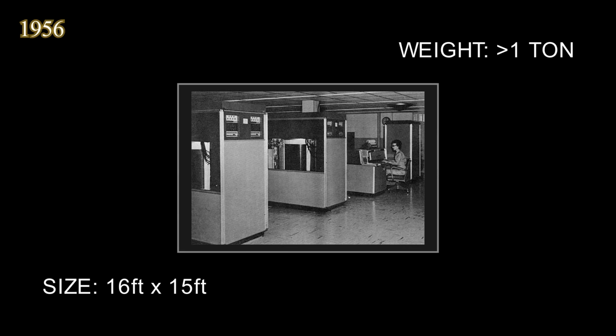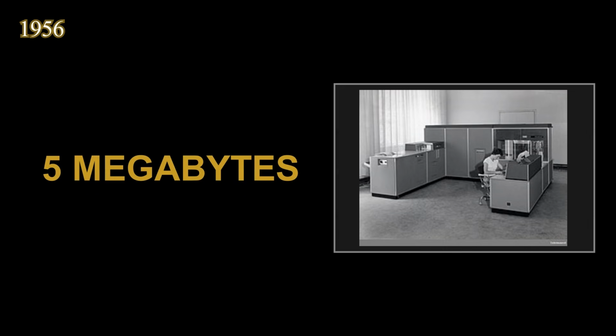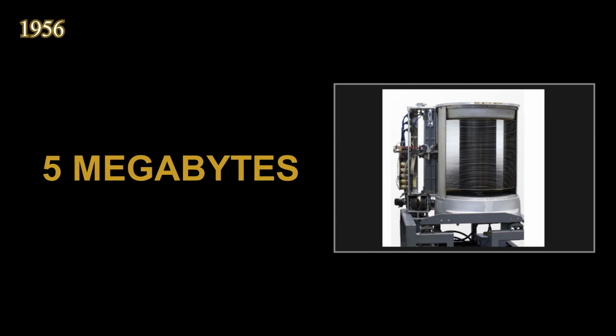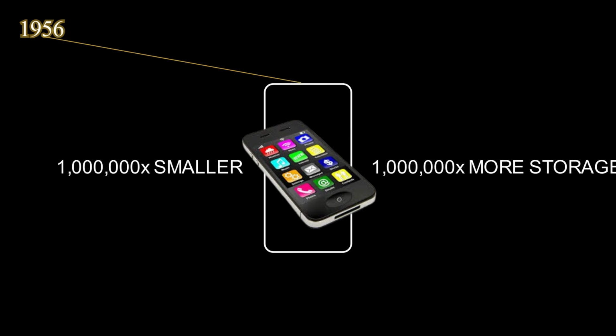In 1956, IBM introduced the 305 RAMAC, the first commercial computer to use a moving head hard disk drive. It weighed over a ton, took up an entire room, and had to be transported via cargo plane. Its total storage capacity was just 5 megabytes, about enough to hold a single modern smartphone photo.